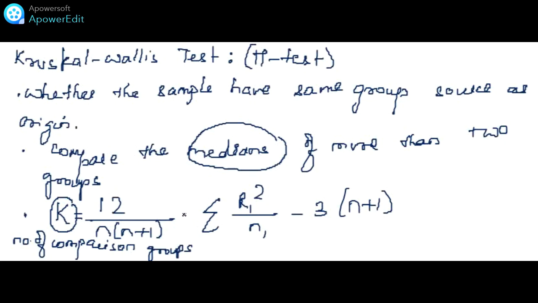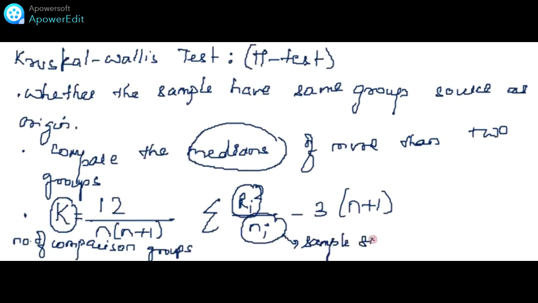Okay, and what is R? Ri is the sum of the ranks for the ith group. And what is ni? This ni is the sample size. And this Ri is the sum of ranks.